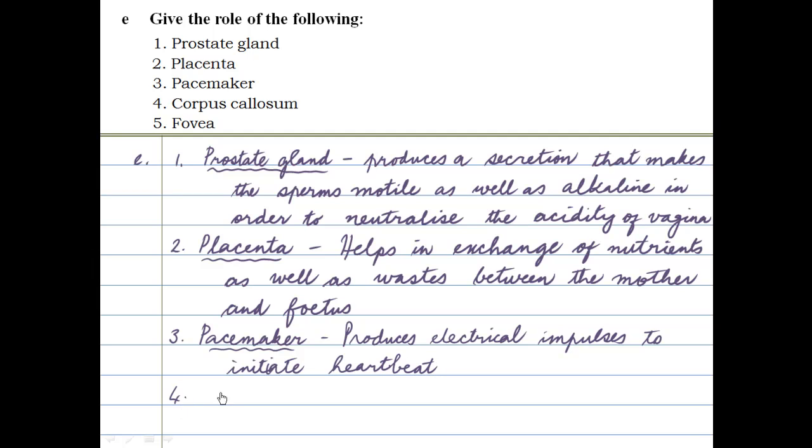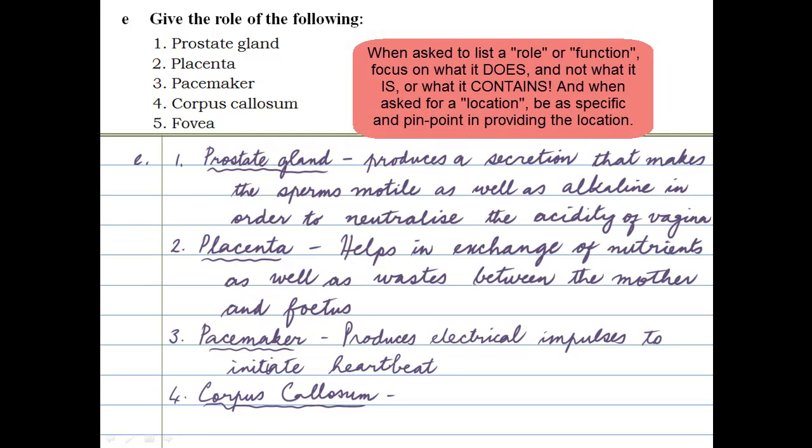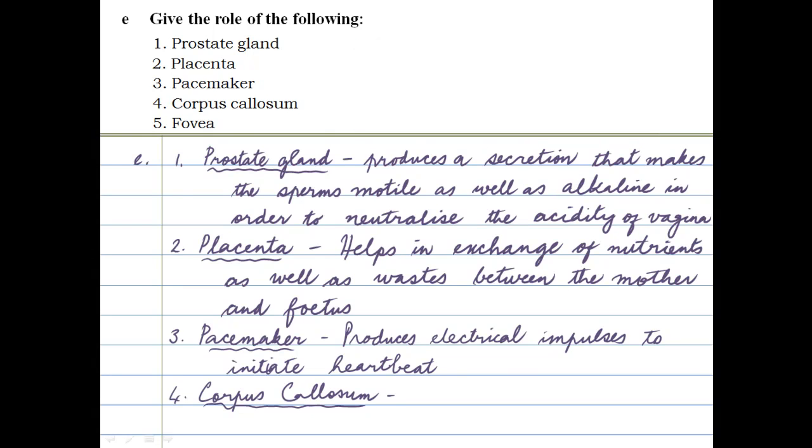Okay. Number 4 is the corpus callosum. It's very common to confuse the corpus callosum and the luteum. Corpus luteum is the yellow body. It's present in the female reproductive system. The callosum is between the hemispheres of the brain. Now please note, here we've been asked to give the role. Another common mistake people do is they write down the location of it. Now if you're asked for the location, that's good. But here, since you're asked for the role of it, focus only on what it does, not where it is or what it is.